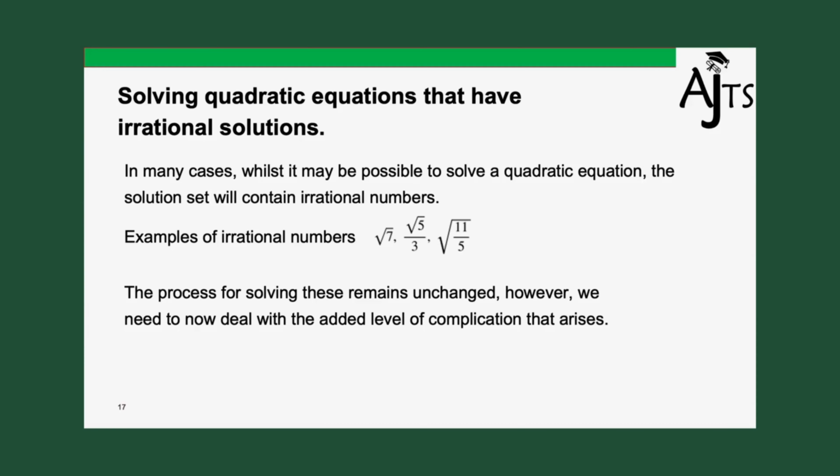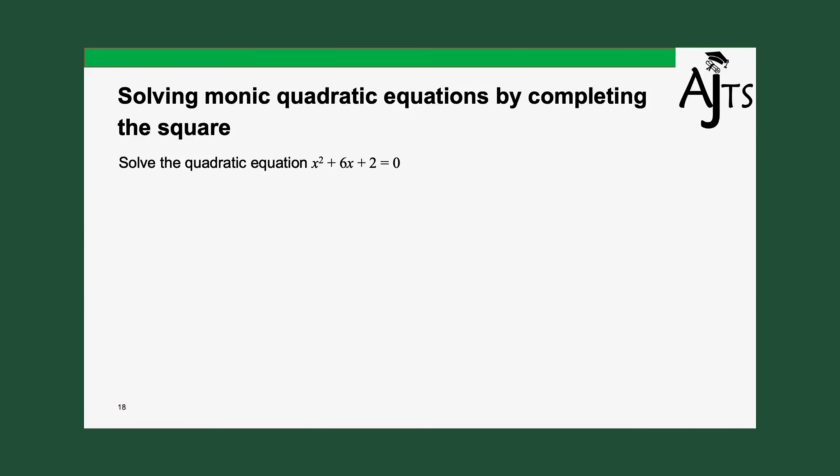Care must be taken when working with surds to ensure the final answers are expressed accurately and in their simplest exact form. Let's go through step by step in solving the following monic quadratic equation x squared plus 6x plus 2 equals 0 by completing the square with irrational solutions.